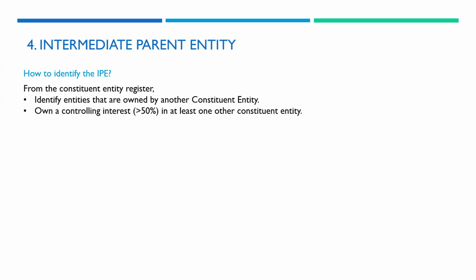From the constituent entity register, this is practical. You have to identify entities that are owned by another constituent entity, and see if they own a controlling interest in any other. Which is the document you will look at? You look at the constituent entity register. Who prepares the constituent entity register? We do, at the time of identifying the constituent entities. In the last class, I told you that as a part of documentation, you have to maintain a constituent entity register. From there, you find who the IPEs are. We'll do an example, don't worry.